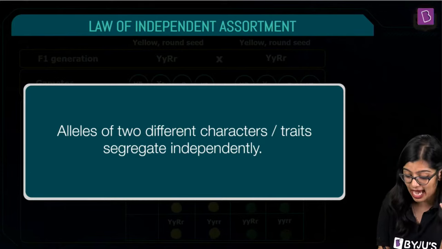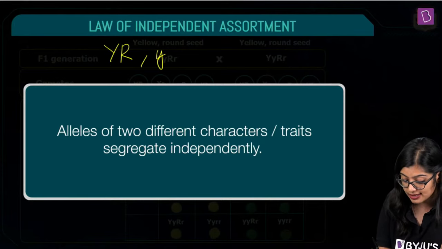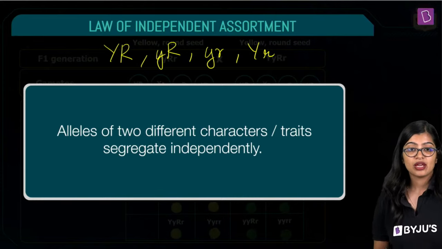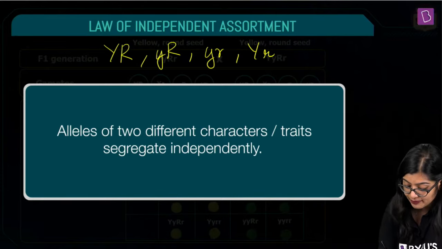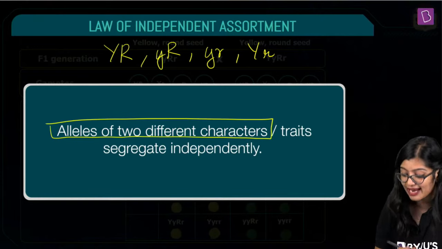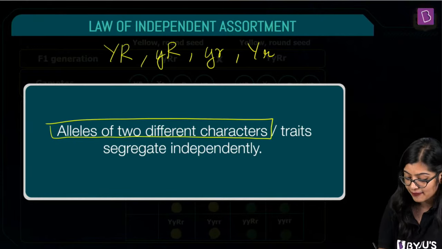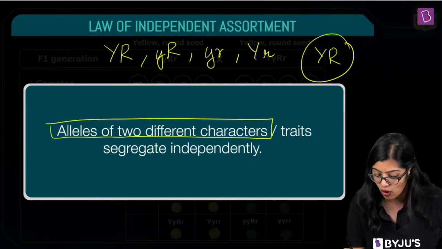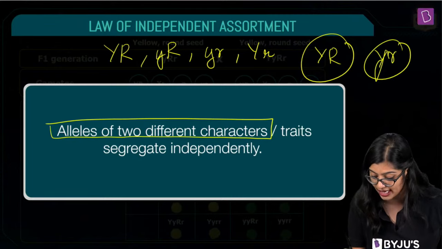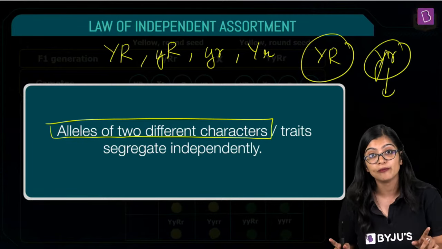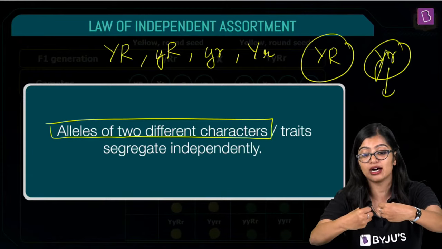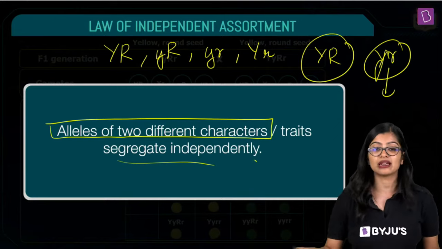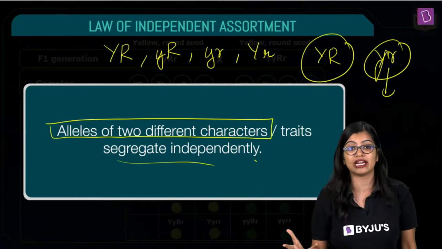So when I was writing the gametes, I said some could be like this, some could be like this, some could be like this, or we could have like this. Now in this case, we see that alleles of two different characters or traits, it's not like this and this are always together. They are friends, they will only move together. No. If you consider two characters, we see that they can go in any combination. Okay? So that is what we mean as law of independent assortment.